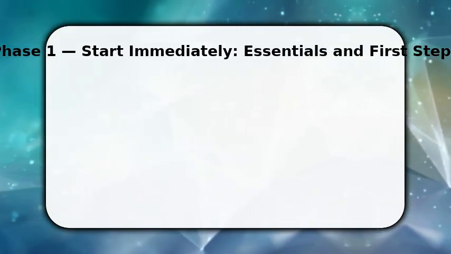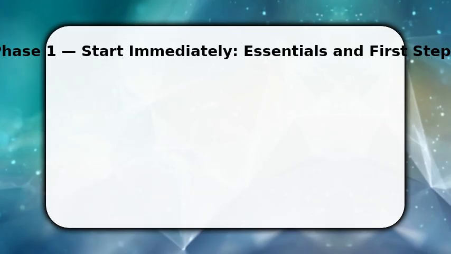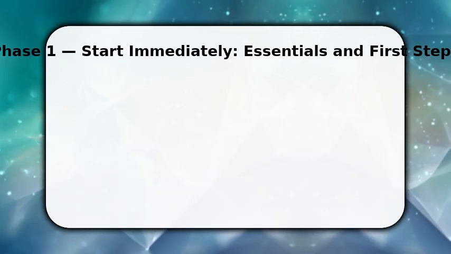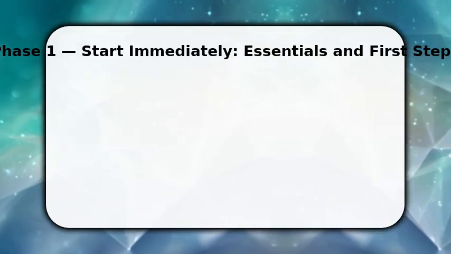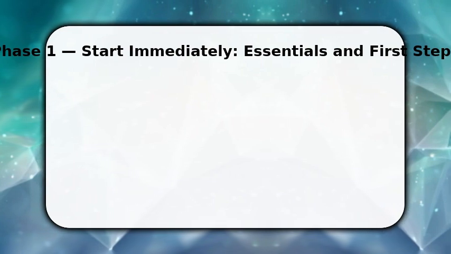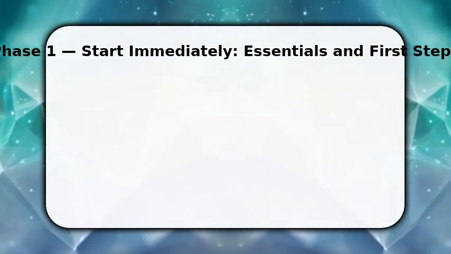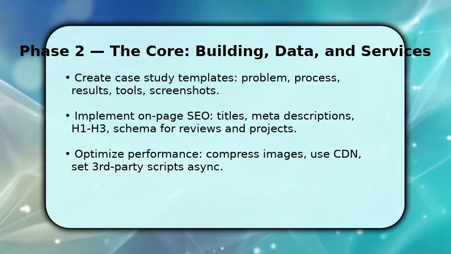Collect 3-5 best projects with screenshots, measurable results, and testimonials. Use raw data to prove impact. Then, install a lightweight CMS and an SEO plugin so you can publish structured pages and metadata immediately. You now construct the site around structured evidence that converts.